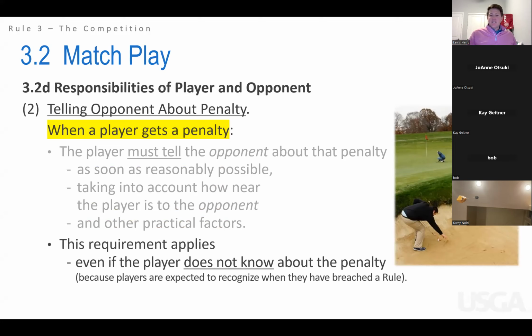Weirdly enough, it applies even if you don't know about the penalty. Maybe you're unaware of a penalty if you're moving your ball in the middle of the fairway. Players are expected to know the rules and know when they breached a rule. And we're expected to know and identify those situations and tell our opponent about those. Even when we are unsure about a penalty or we don't know about a penalty, it's still the responsibility of the player or the opponent to bring some of those facts to light when we're playing match play.